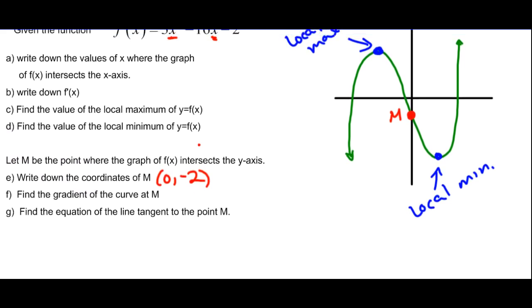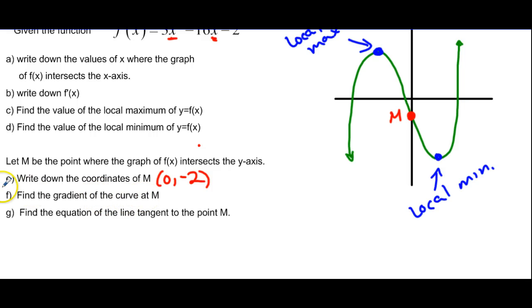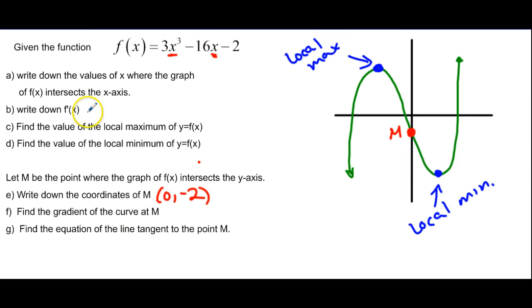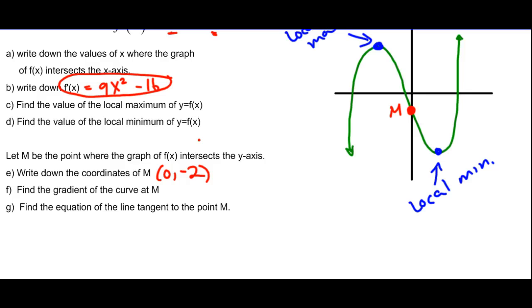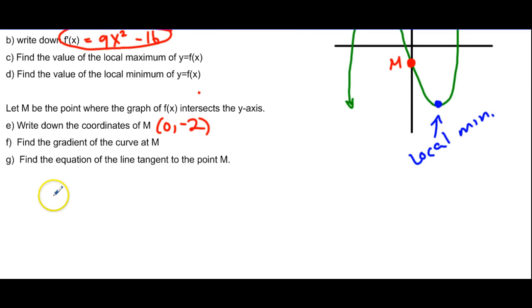The next part, we want to find the gradient of the curve at M, right? So remember, this we found earlier, I know I erased it, but this was 9x squared minus 16, right? I told you guys that this gives you the equation to find the gradient at the curve. So we're going to use that real quick to find the gradient, the slope at that point M, right? So x squared minus 16. So what they're telling you guys is, at this, what is the slope right here?